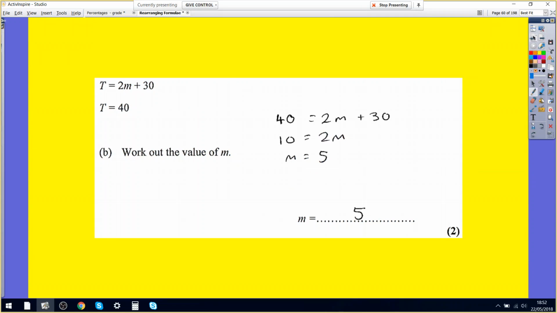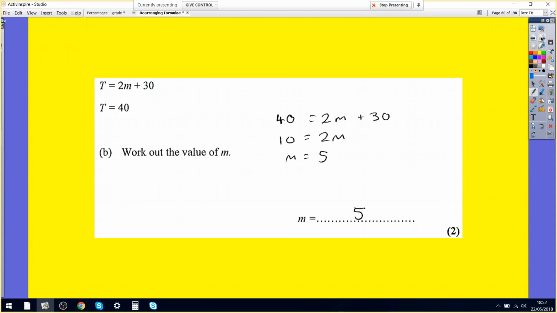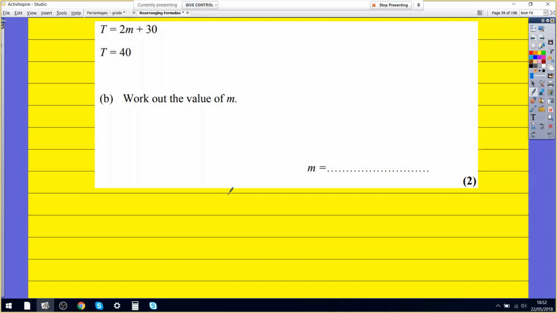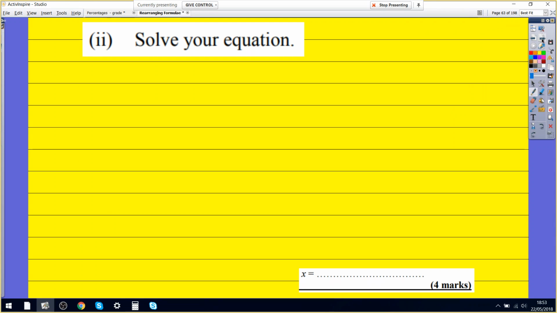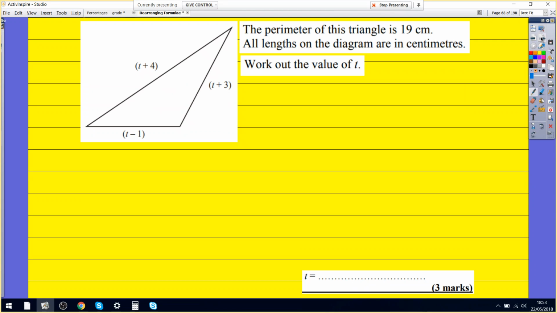That's a bit of substitution. Okay, to use that, work out the value of m. Maybe I'll leave that. Okay, how about this one? T equals 10 plus 5. Okay, yeah. Any idea how we do this?